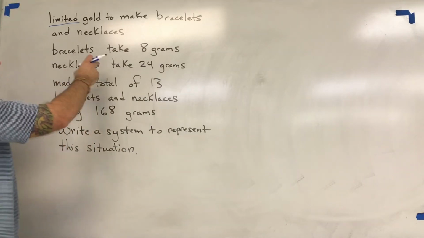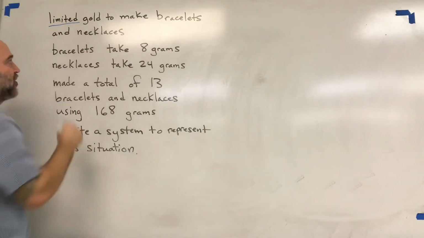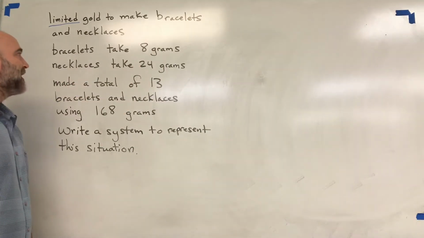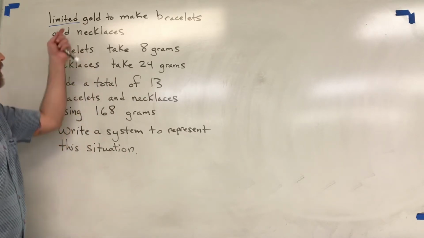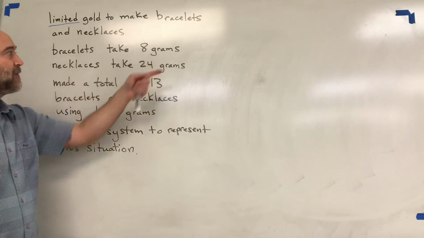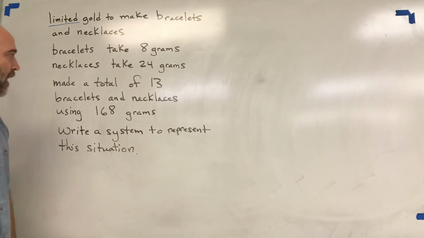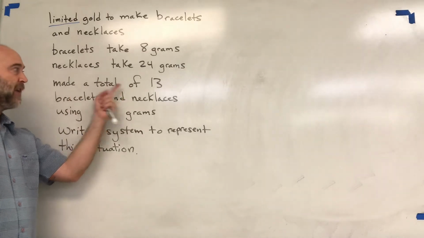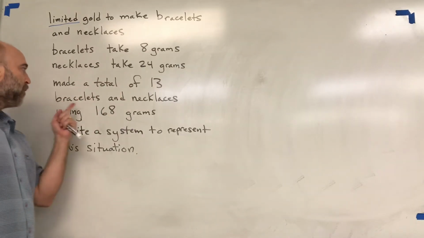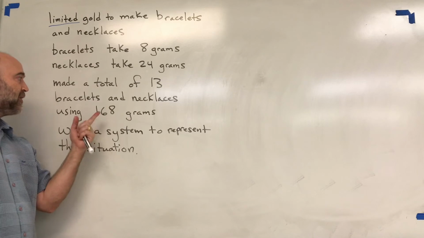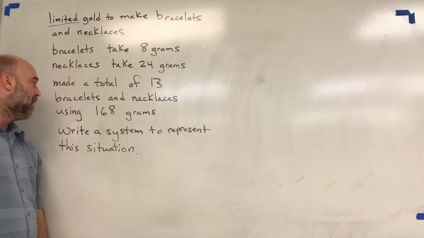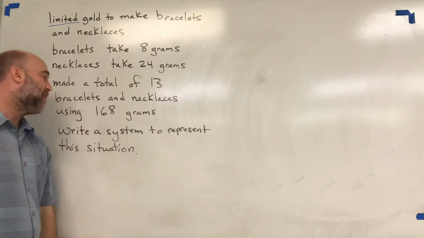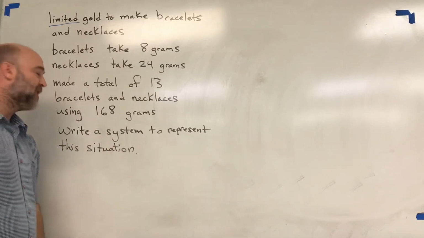And the bracelets take 8 grams, so that's the relationship of the bracelets. Necklaces take 24 grams, that's the relationship of the necklaces to the resource. Limited gold, so that's how many grams of gold it takes. And we made a total of 13, so that's how they're related to that number. Then bracelets and necklaces, they used 168 grams. Okay, so we know that it's an equal sign because we used that much. Write a system to represent this situation.